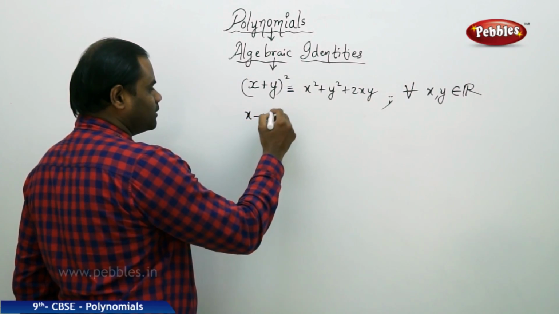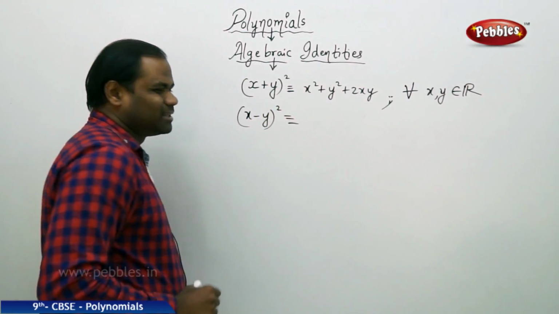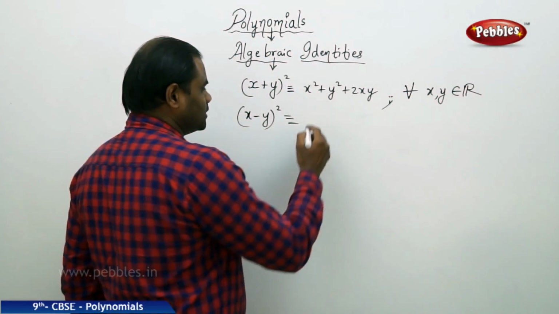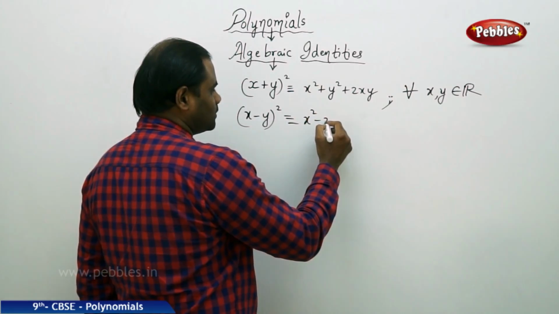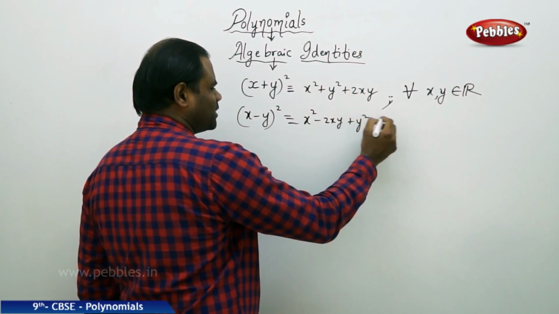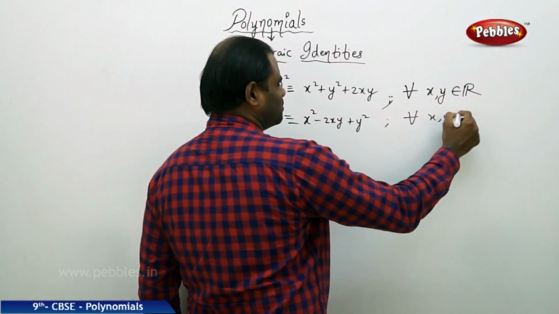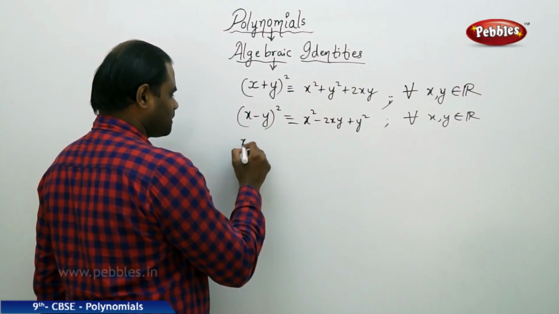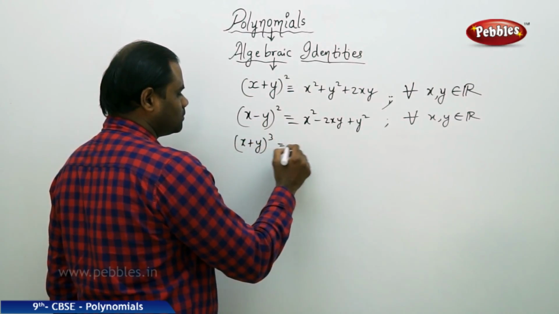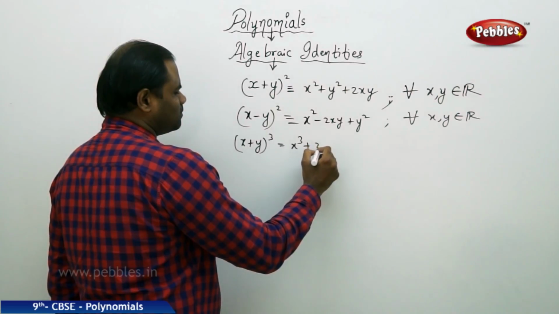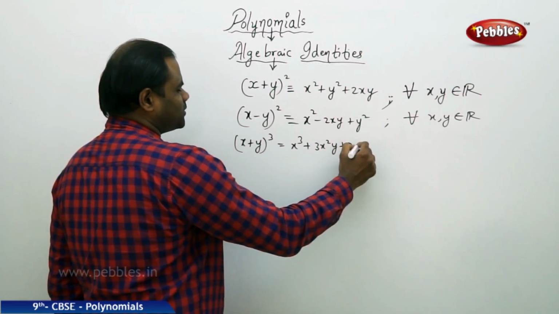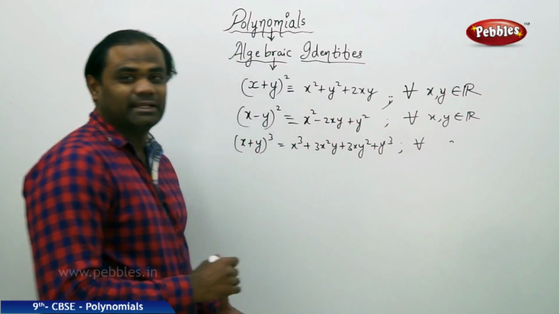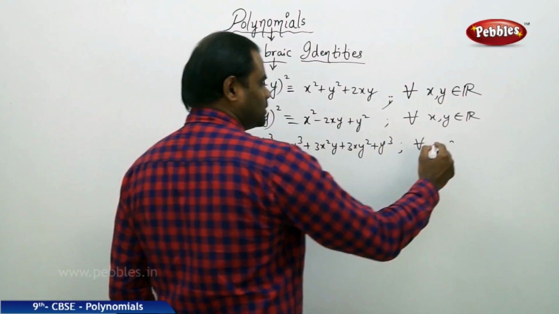Similarly, I have the other identity which says that (x minus y) whole square is universally identical to x square minus 2xy plus y square for all x, y belonging to the real numbers. Similarly, (x plus y) whole cube is x cube plus 3x square y plus 3xy square plus y cube. This is true for all x and y belonging to real numbers.